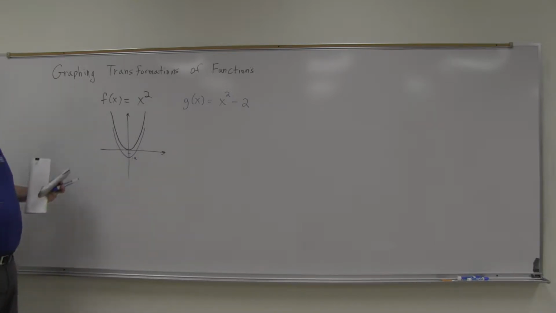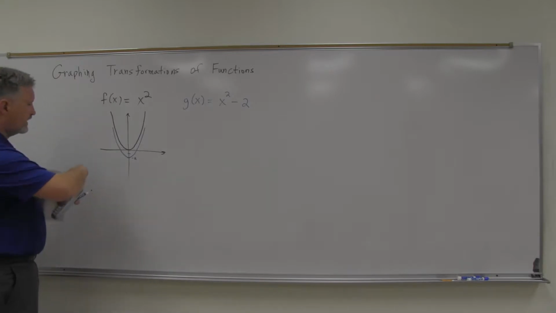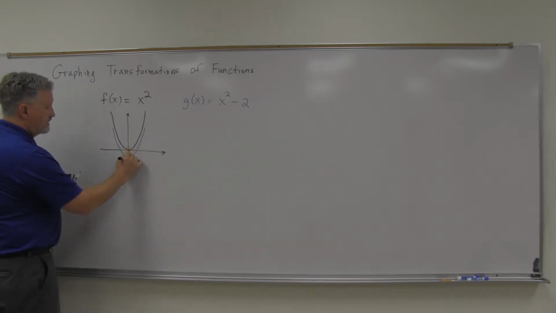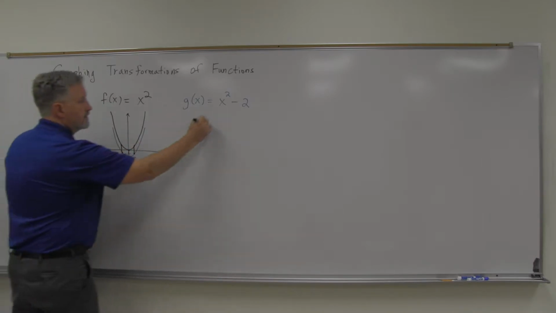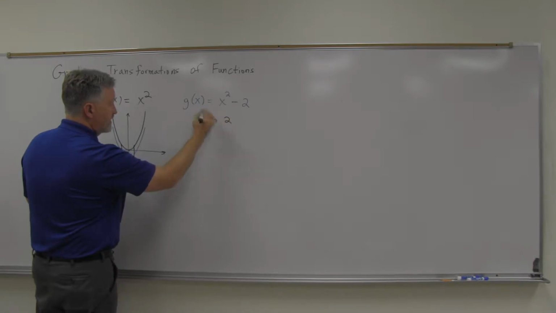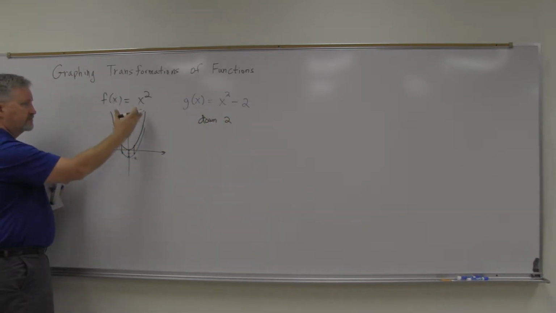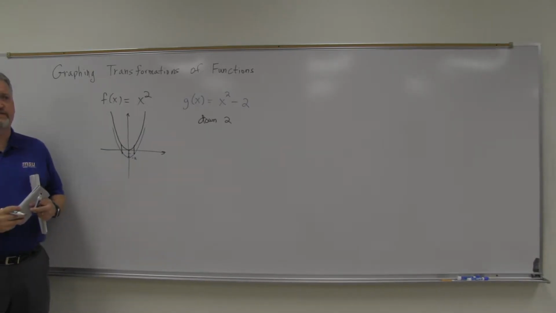So it probably makes sense that what happened to this graph? It went down 2. Everything's down 2, isn't it? If you look at it point by point, this point now is down here at negative 2. And at other points, like this was 1, now it's down here at negative 1. That's down 2. Down here, same thing. Each point, the transformation here, it's transformed the x squared graph and moved everything down 2.